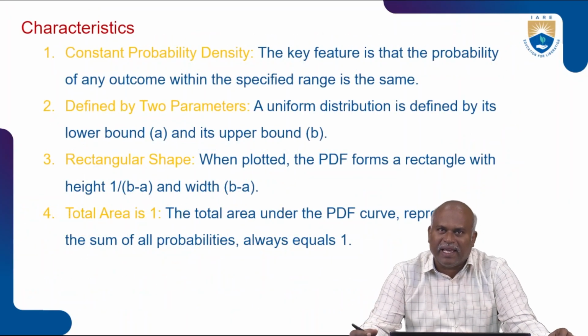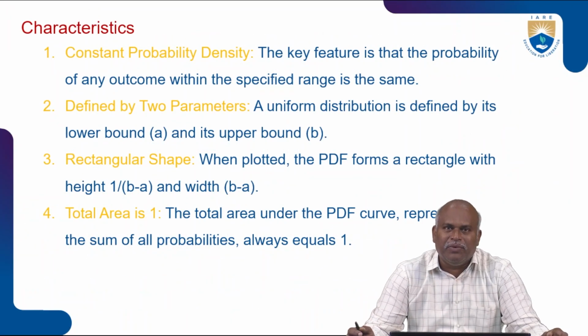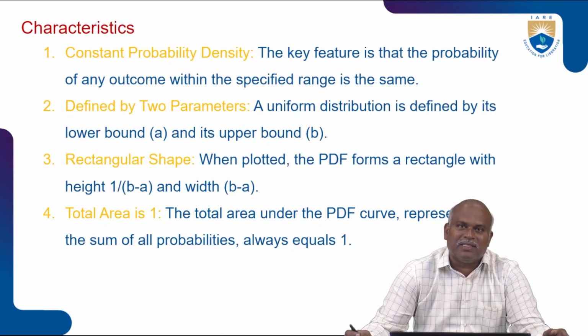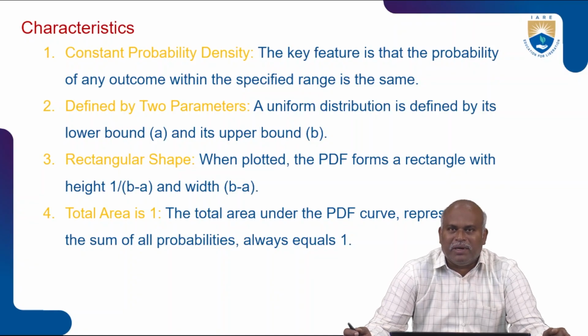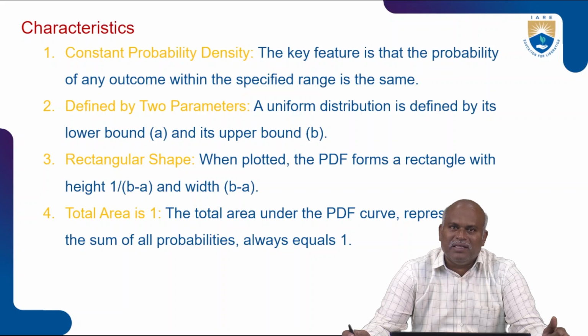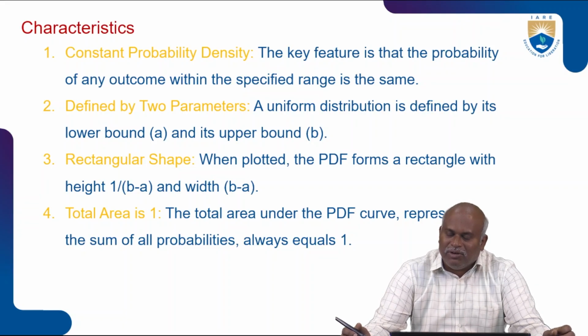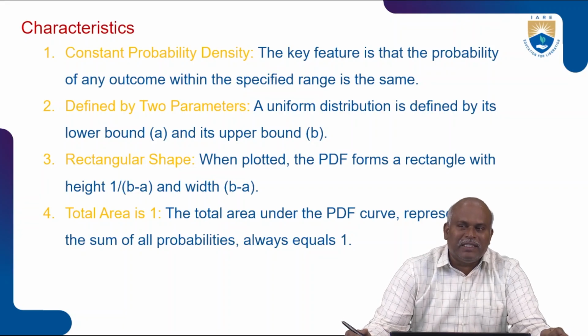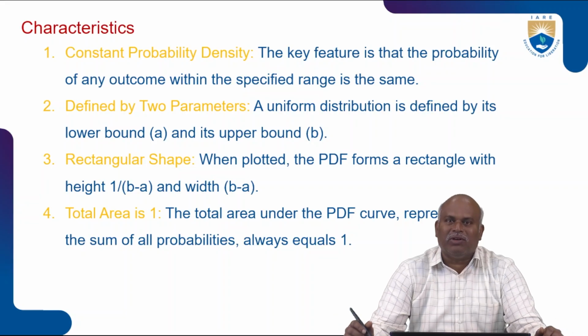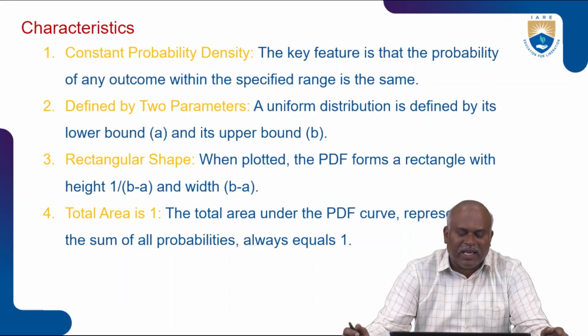Next, we go for the characteristics. It has 4 different characteristics. One is a constant probability density function. Second is that it is defined by 2 parameters, A and B, which we call the minimum and maximum. Then the probability density function has a rectangular shape. And the total area of the probability density function is equal to 1. So these are the 4 characteristics.